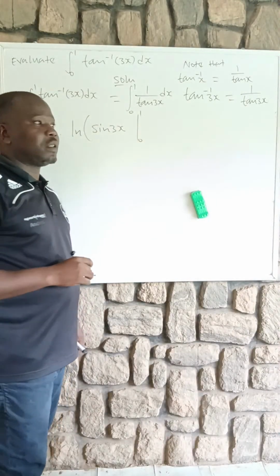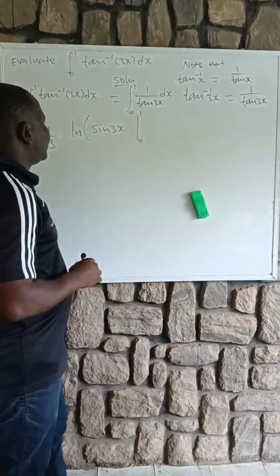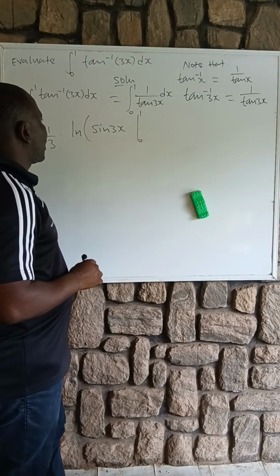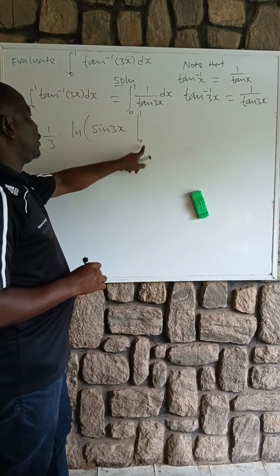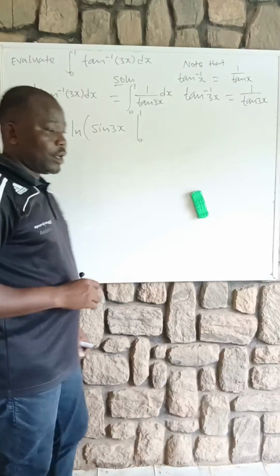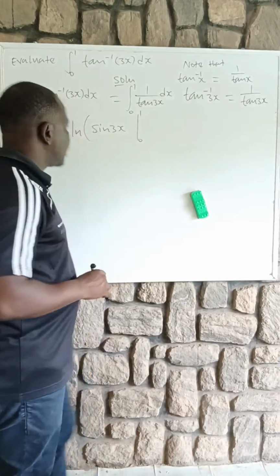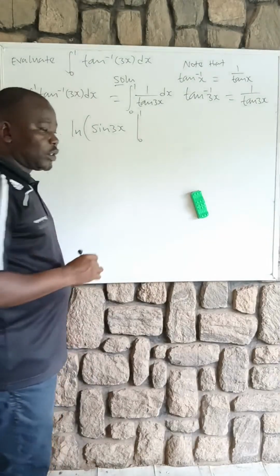True or false? So subtract the lower limit from the upper limit. So this is what you are going to do.